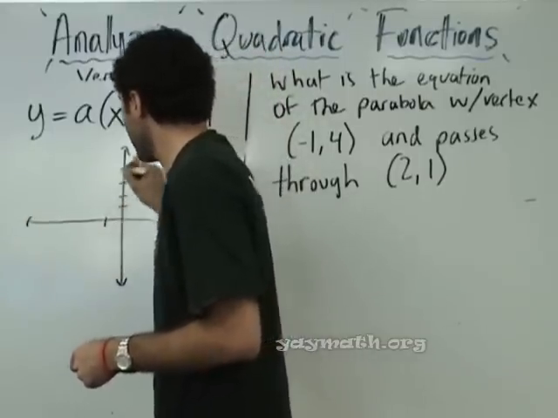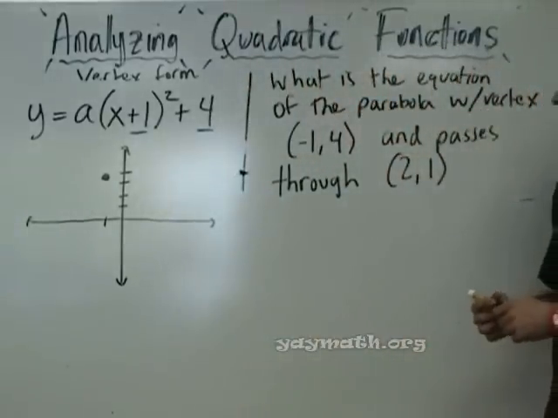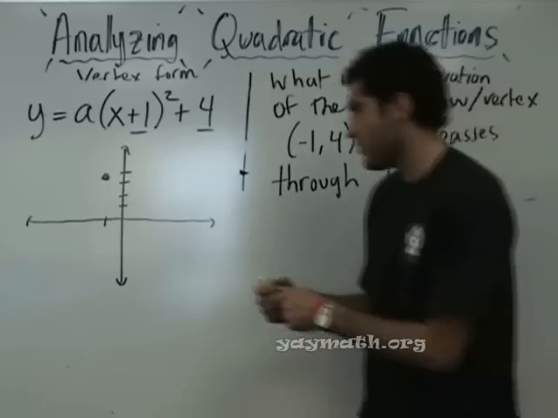-1, 1, 2, 3, 4. All right, and now it passes through the point (2, 1). Let's graph (2, 1).